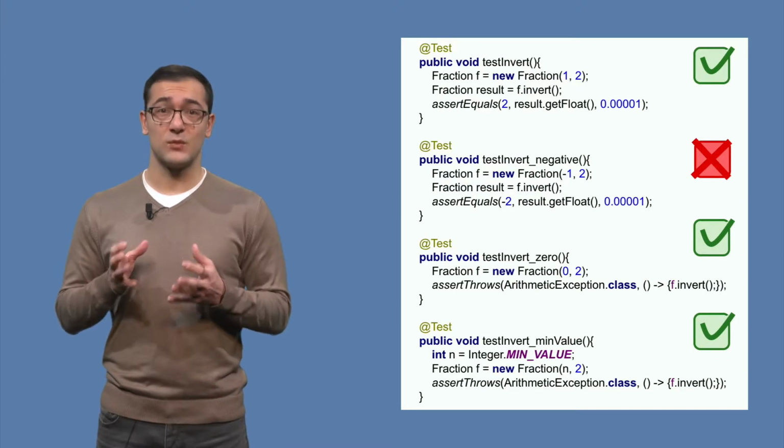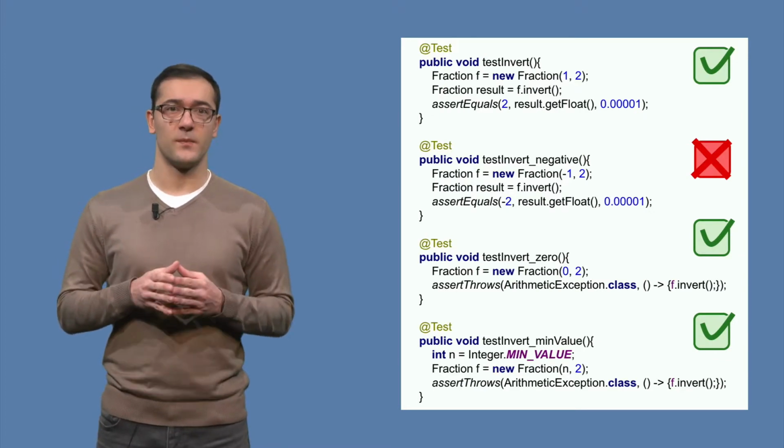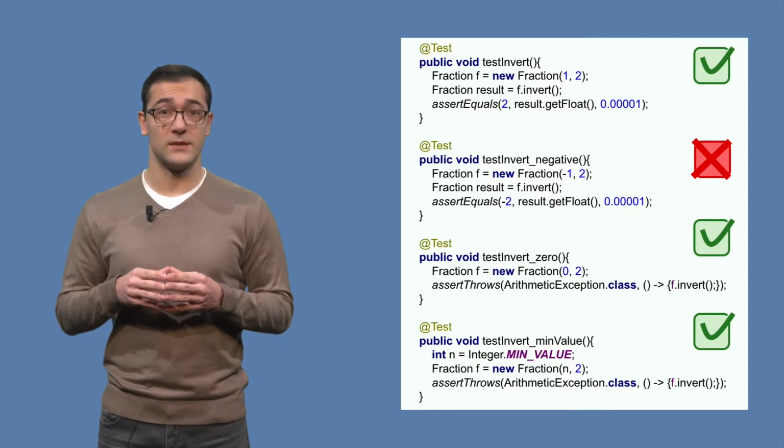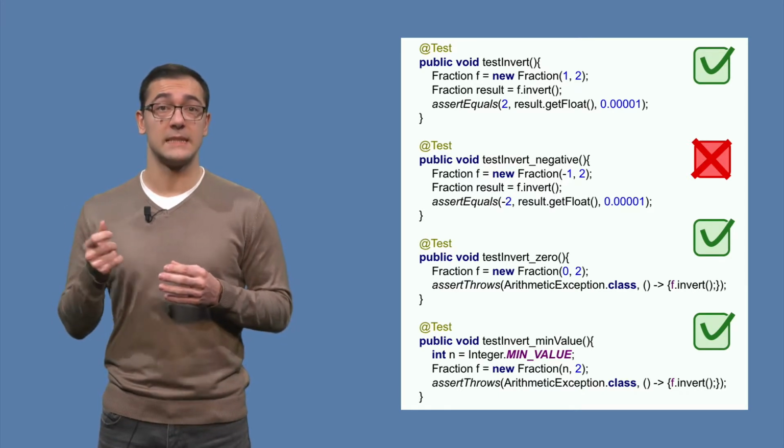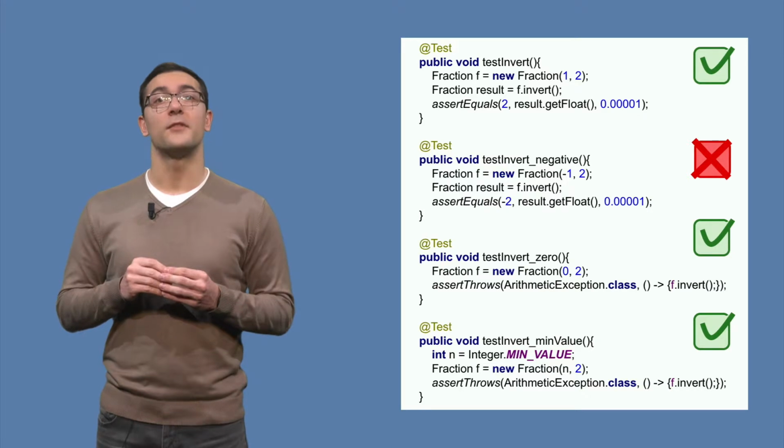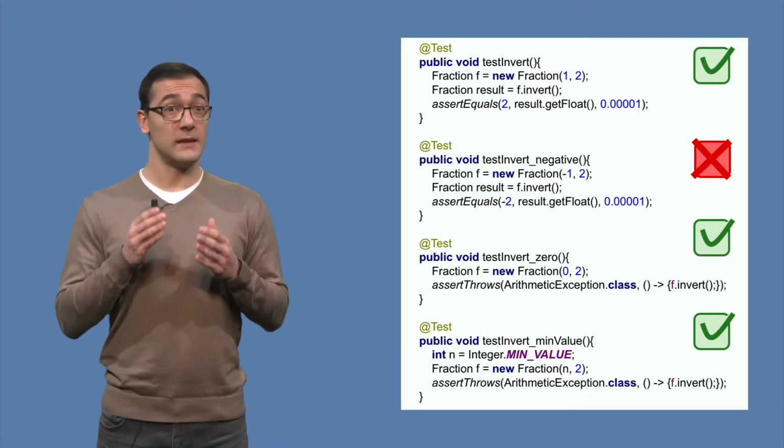Thus, our test suite detects this change. If we run our tests, we discover that the second test case fails. Therefore, we would say that the mutant is killed.